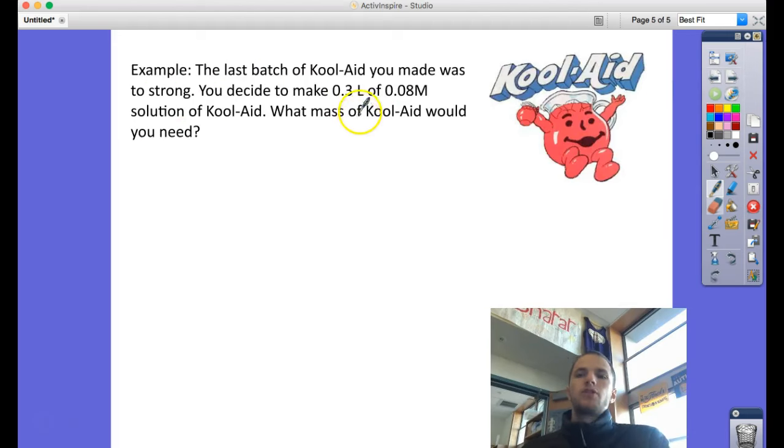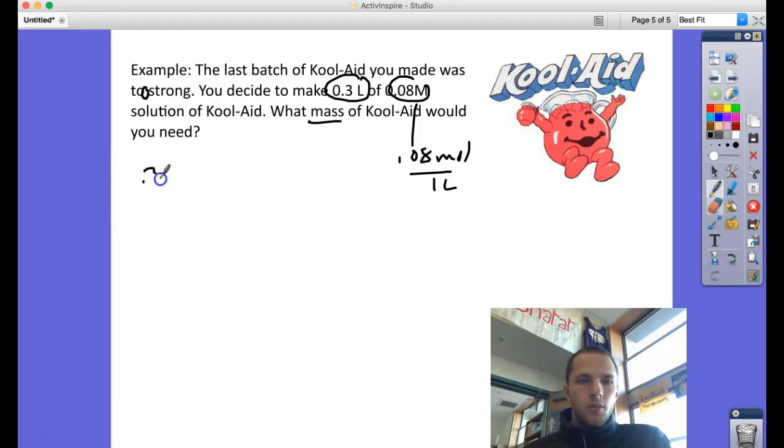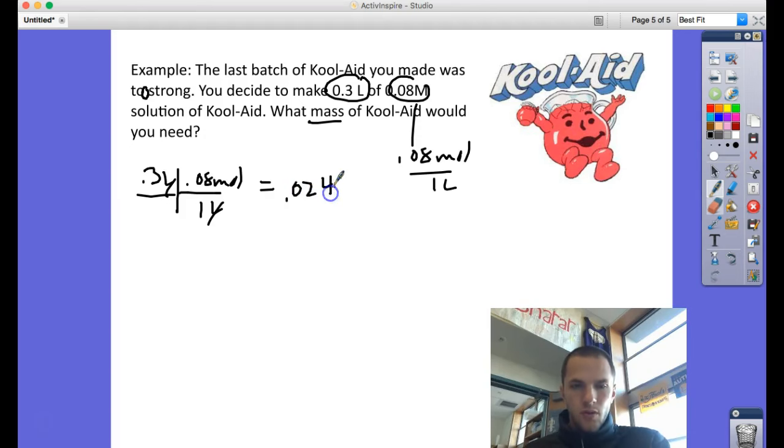Your turn. Here's a new problem. Give this one a shot by yourself. So this problem is very similar to before. Okay, just a little grammar thing there. What mass would you need if you have 0.3 liters and 0.08 molar? Well, this means 0.08 moles per 1 liter. So 0.3 liters times 0.08 moles per 1 liter. Okay, well, 0.08 times 0.3, that's 0.024 moles.